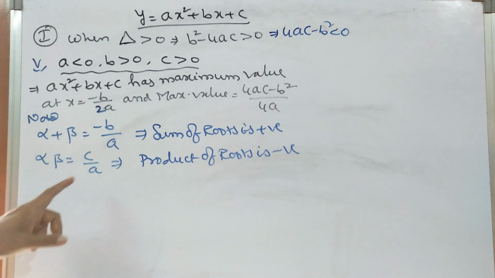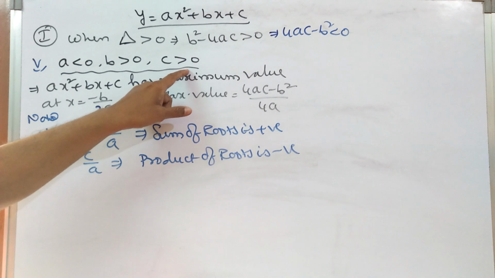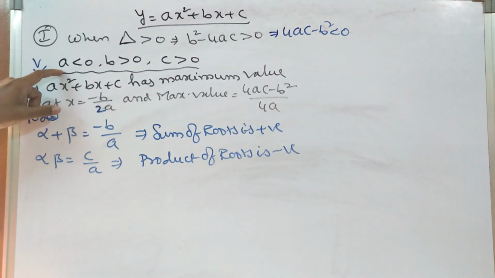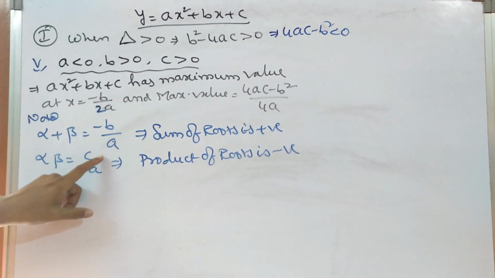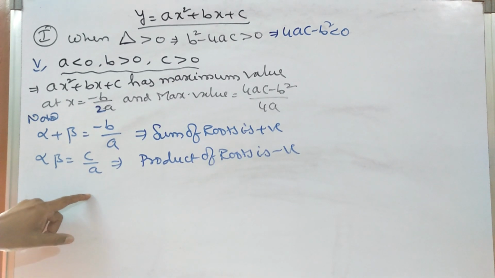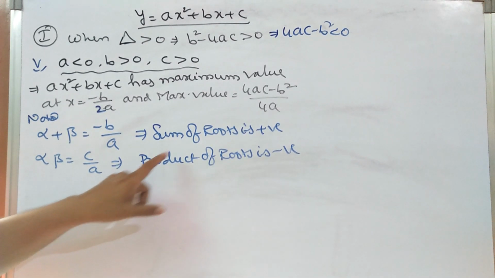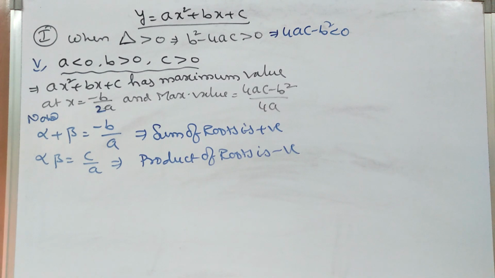Product of roots is negative. Why? Because C is greater than 0, C is positive, and A is less than 0, A is negative. Positive by negative is negative. That means the product of roots is negative. When the product of roots is negative, both the roots have opposite signs.